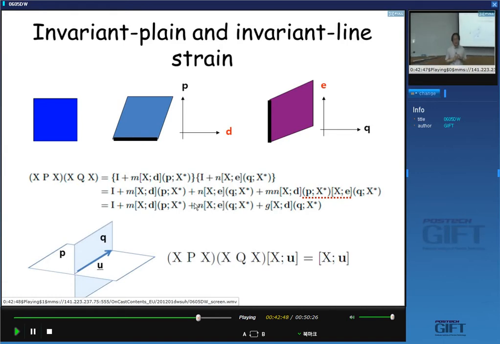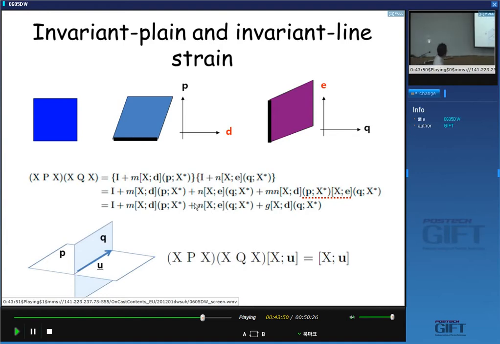So finally, I'd like to mention the important character of the invariant line strain, which comes from the property of the invariant plane strain. Let's consider two sequential deformations of invariant plane strain. Here, the first one is the displacement vector D and plane normal P, and the second one is displacement vector E and plane normal Q. For simplicity, let's assume that D is on the plane P, but it is not necessarily there. Anyway, let's consider two sequential invariant plane strain deformations.